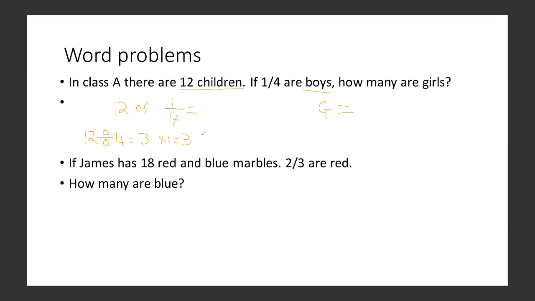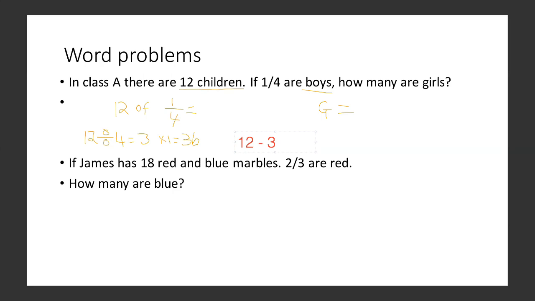Now we know that there are 3 boys. What we can do now is 12, let me do this clearer for you, 12 minus 3. All right, so there's 12 children altogether. There are 3 boys. The question is, how many are girls? So it's very important that we do our operation, but after that, we understand the question.